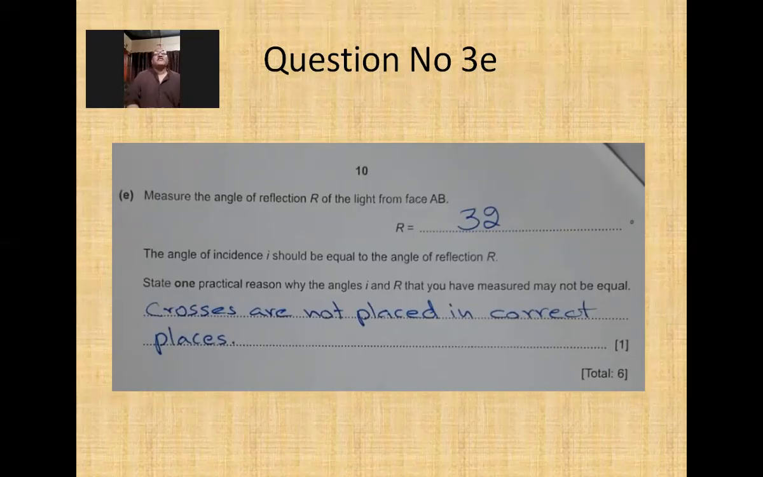State one practical reason why the angle of incidence and the angle of reflection that you have measured may not be equal. One reason can be when he put the crosses fifth and sixth, they are in the wrong place. So the crosses are not placed in the correct places. There can be many reasons. The ray which you have drawn might be very thick, and the crosses are not in the correct position, or the protractor has not been placed properly.